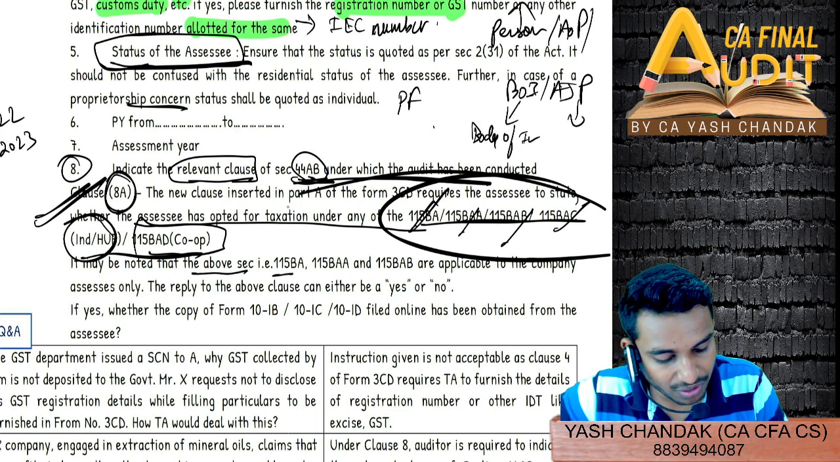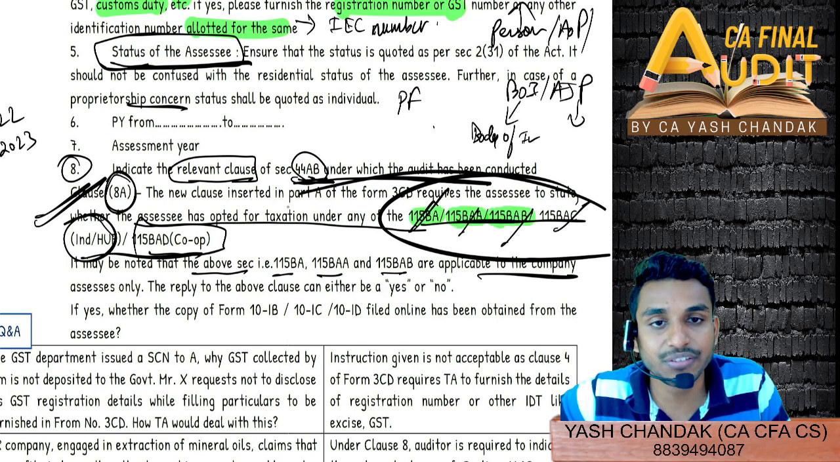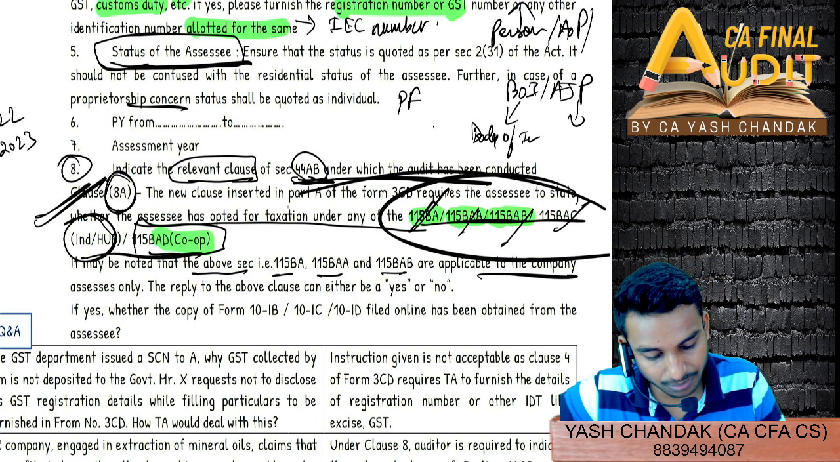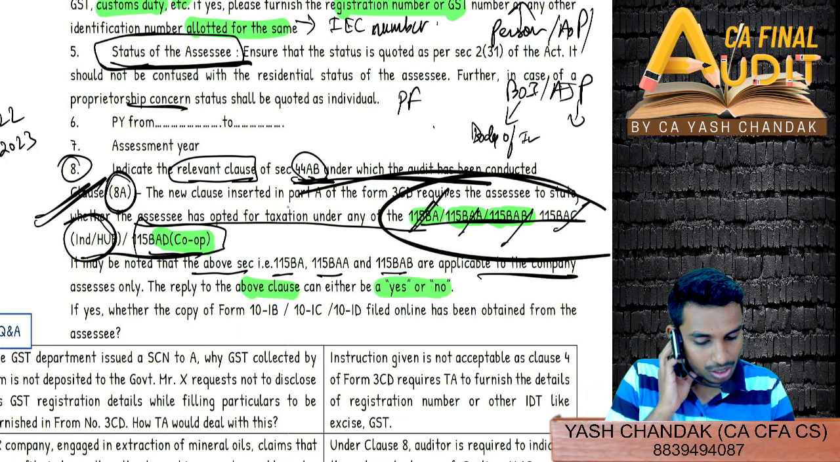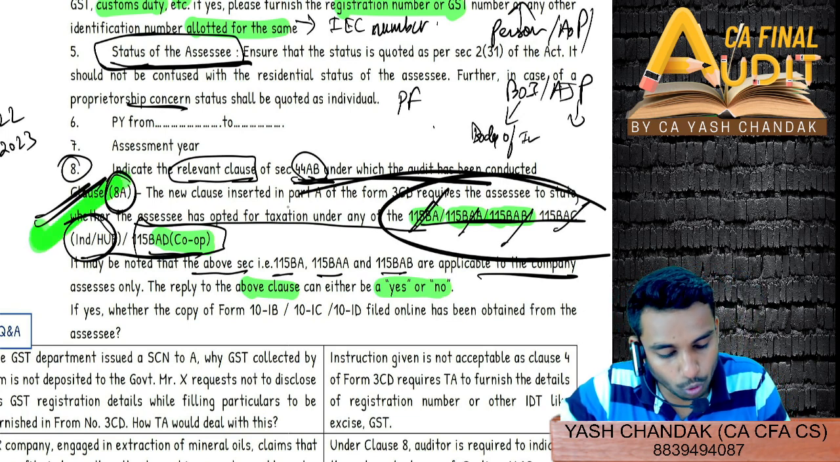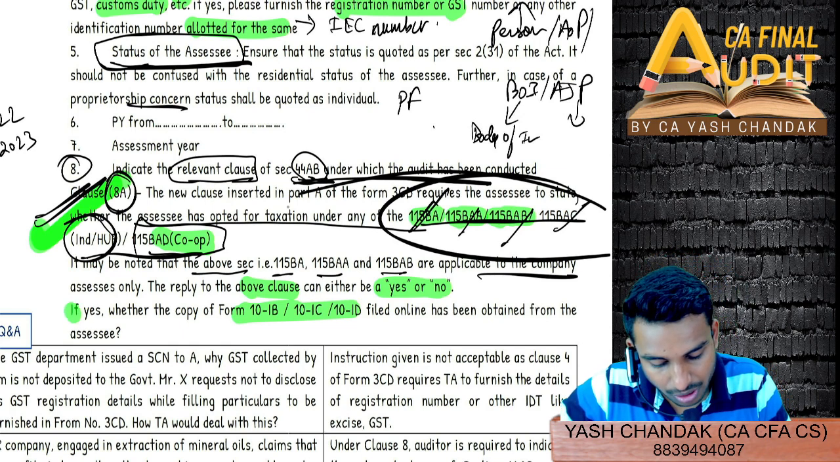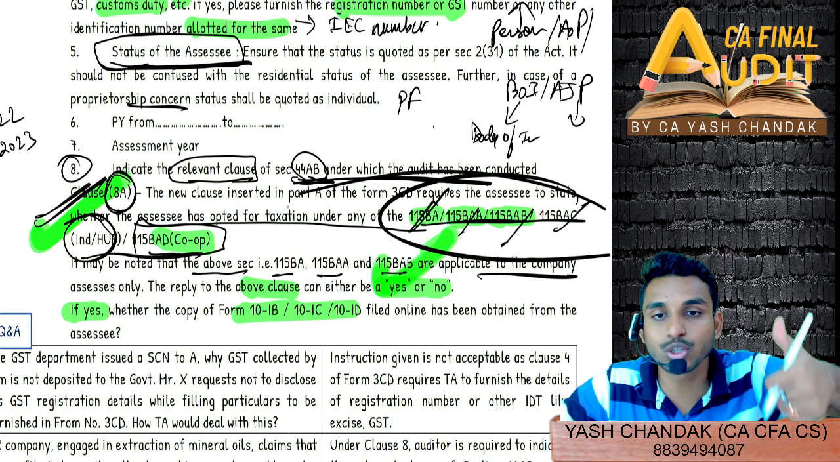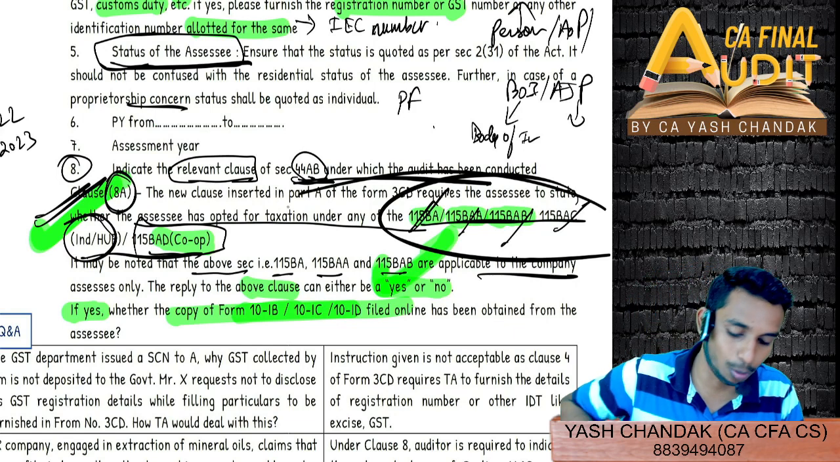It may be noted that 115BA, BAA, BAB are applicable to the company. These three are applicable to the company. Then BAC is applicable for individual and HUF; I specified it in brackets also. BAC is for individual and HUF and BAD is for cooperative society. The reply to the above clause can be yes or no. And when you opt for this section, you also have to file Form 10IB, 10IC, 10ID. So if you are writing yes to 8A, you have to also attach a copy of Form 10IB, IC, ID filed online, and state whether it has been obtained or not.